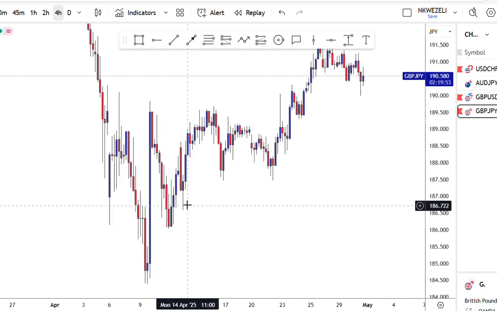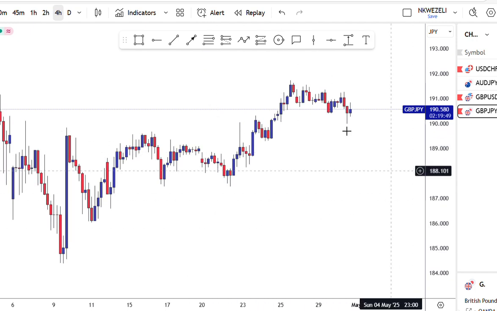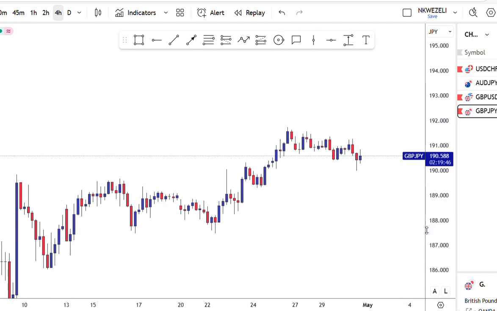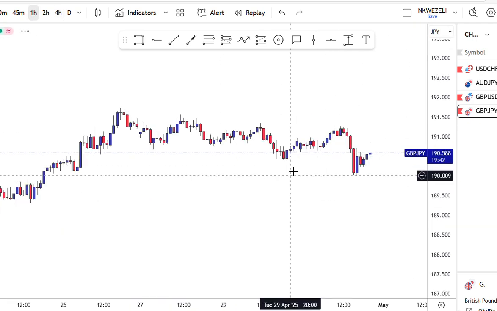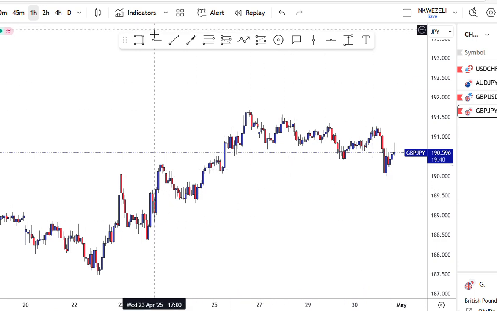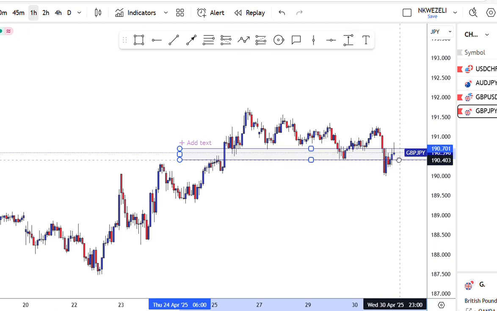That's GU. GJ has been a very interesting one this week because I've been trying to catch some pips on this one, and yeah, today wasn't a good day. I think I was trading based off the 1 hour. I think the last one I posted was around, okay, now it was the structure point here.